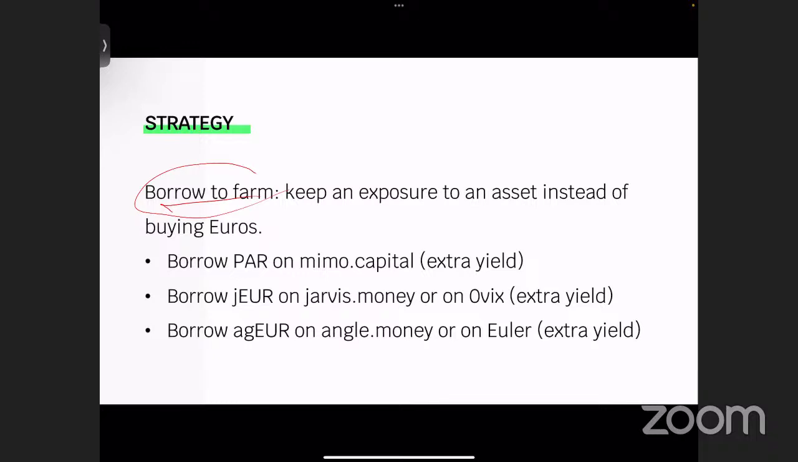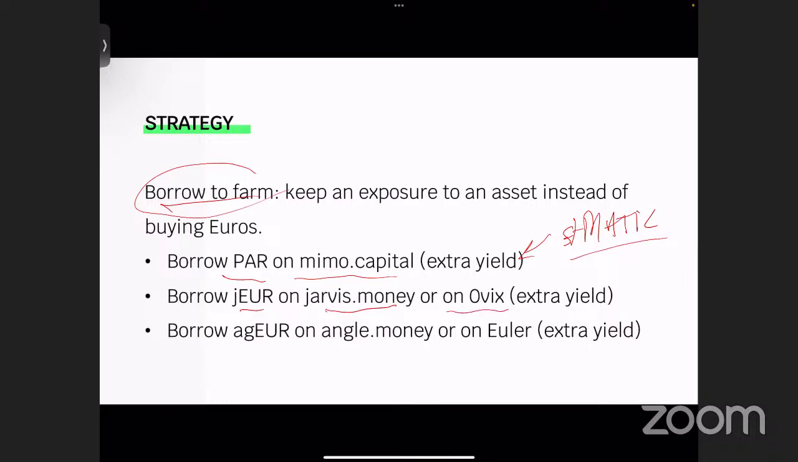For the euro stablecoins that I mentioned, you can actually borrow them everywhere. The PAR, obviously, you can borrow on mimo.capital. And you can even get extra yield because you can, for example, put stMATIC as collateral. stMATIC is MATIC that generates, I think, 4, 5, 6% per year. So you can have collateral which generates yield and you borrow, so somehow you borrow for free. You can, of course, borrow JEuro on Jarvis.money. We don't accept staked MATIC yet, but we will have staked ETH, staked MATIC, so you will be able to be paid while you borrow.